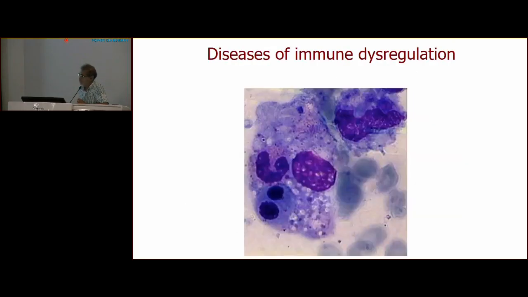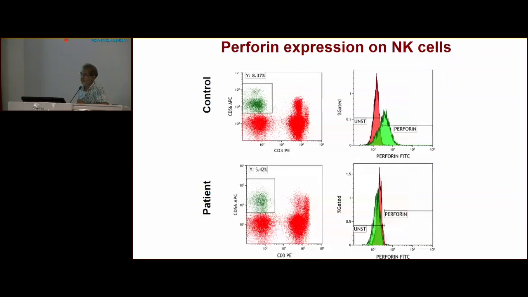So the next disorder is this, mononuclear cells showing phagocytosis. This category is diseases of immune dysregulation. And in this, you've got different forms of familial HLH. What you can do by flow cytometry is look at the expression of perforin. These are cytolytic proteins which are present in NK cells and also cytotoxic T cells, and what they do is they kill the target cells.